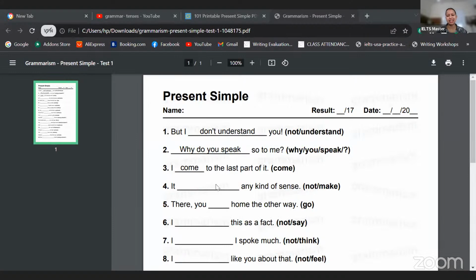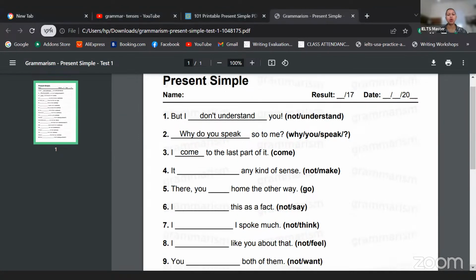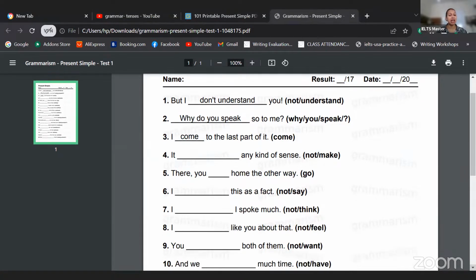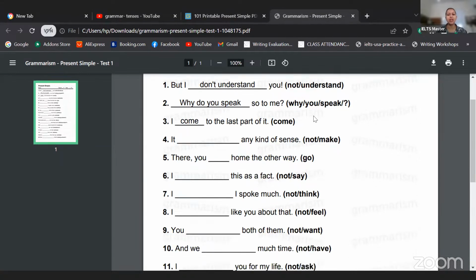So here we have the very first sheet that is for present simple, as we have done. It is mixed: affirmative, negative, and interrogative. Like we have the first one, but I not understand. So not will become do not. We use do or does, right? And we use first form. Then why you speak? Why do you speak? If any WH comes in a question, WH will come before the be form, right?